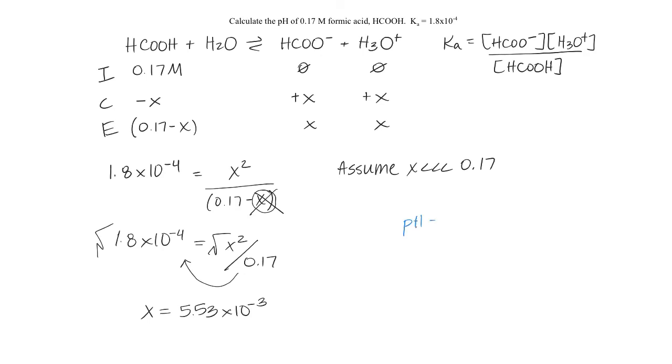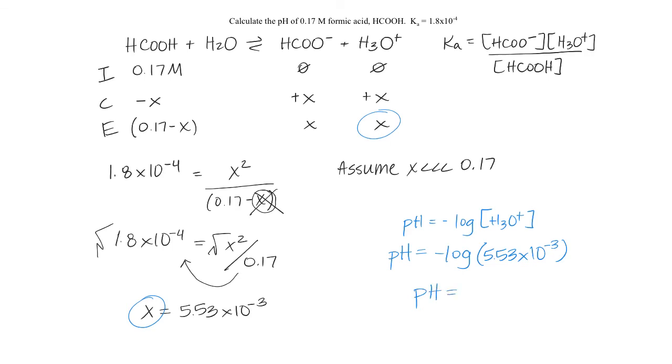pH is equal to the negative log of H3O plus concentration. And we solved for x, which is the H3O plus concentration, so we can plug that into our pH equation. Solving, we end up with pH equal 2.2.